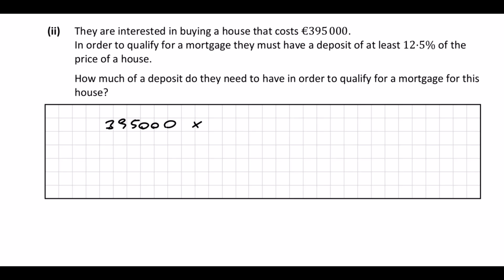So you can do 0.125, which is just 12.5 over 100. So you can multiply by 12.5 over 100 or just multiply by the decimal 0.125. So they will need a deposit of 49,375. So they'll need a deposit of 49,375 euros. Okay, next one.